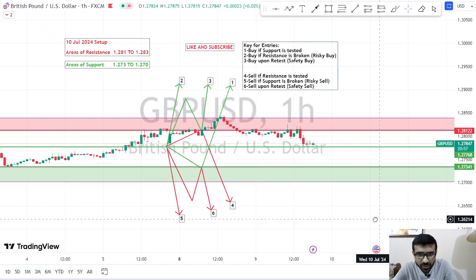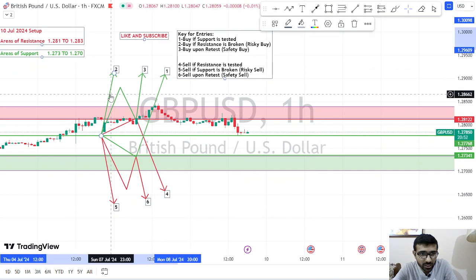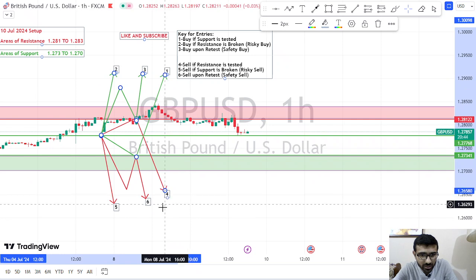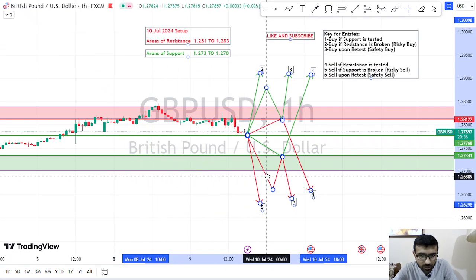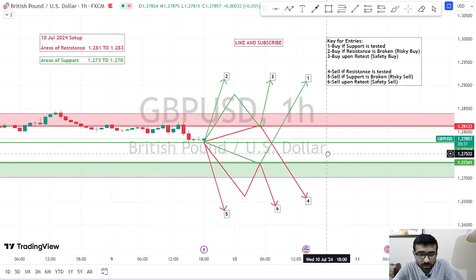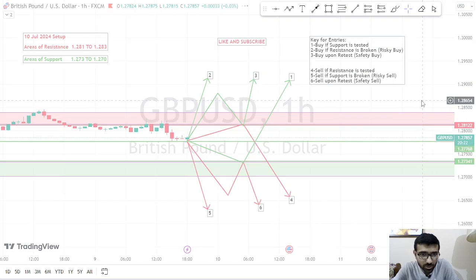GBP USD pair. So let me just simply move forward these scenarios so you guys can easily take trades in this GBP USD pair. And if you guys have any questions, you guys can ask us anything in the comments section. Okay, so I have moved forward the major scenarios. Okay, so just be vigilant and take the right trades tomorrow, which will be the Wednesday on the 10th of July. Okay, so now let us move forward to the next pair, which is the Euro USD pair.